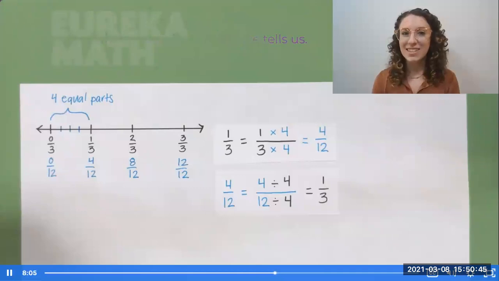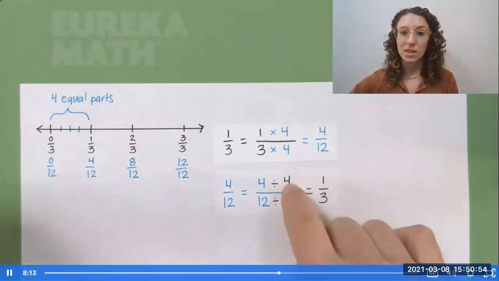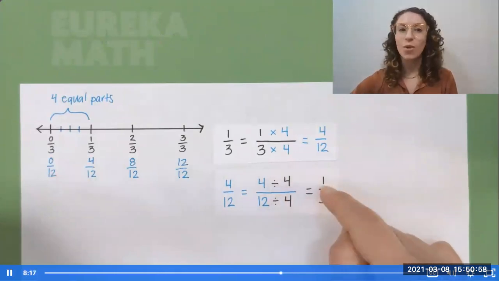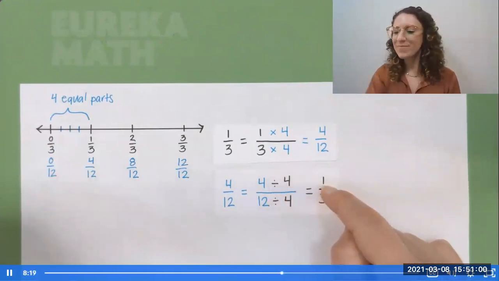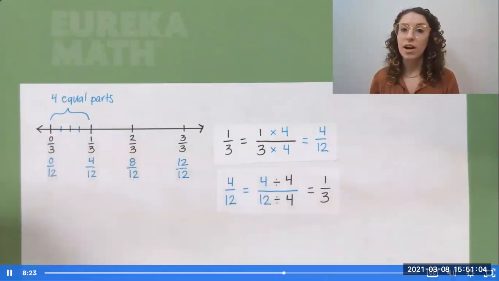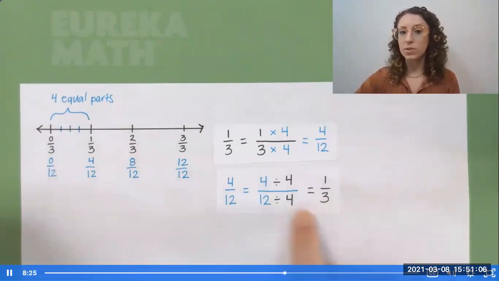This division sentence shows us how we can compose to make a larger unit. Maybe you were thinking that grouping together 4 of the smaller segments, the twelfths, makes 1 of the longer segments, 1/3. When we put the twelfths in groups of 4, we end up with 3 groups, 3 units to make the whole.